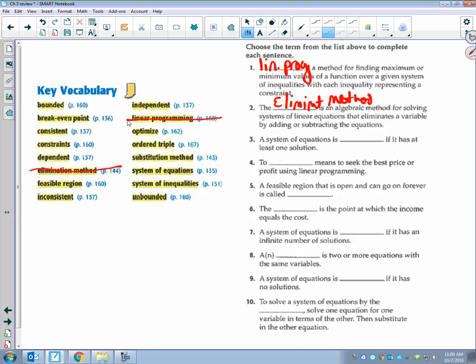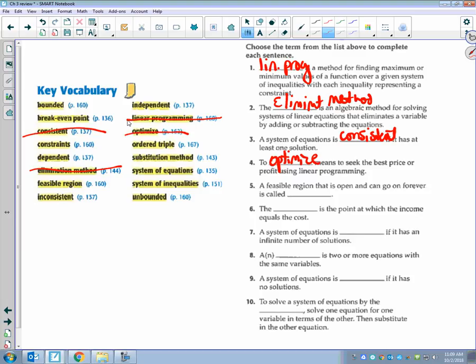A system of equations is blank if it has at least one solution. At least one solution means it's consistent. To what means to seek the best price or profit using linear programming? To optimize. Optimize means you want to find the best, the least cost, or the maximum profit.